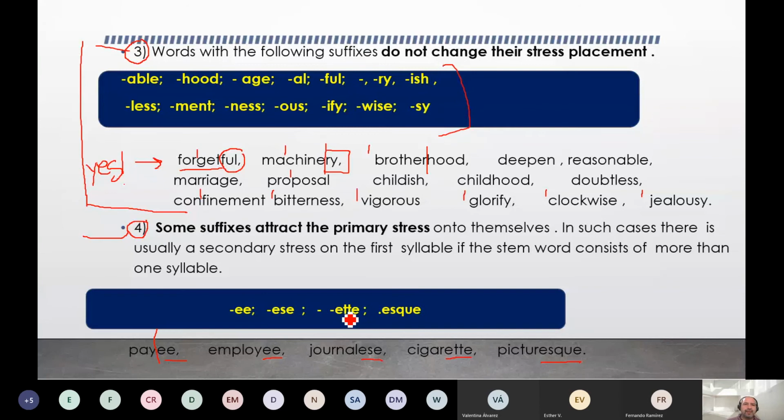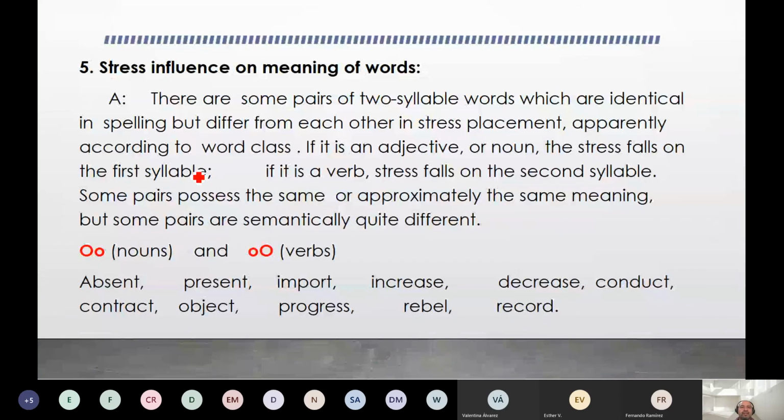And finally, shifting the stress from one syllable to another changes the part of speech, the grammatical category. And we have absent and absent, present and present, import and import, increase and increase, decrease and decrease, conduct, conduct, contract and contract, object and object, progress and progress, rebel, rebel, record and record. Okay?